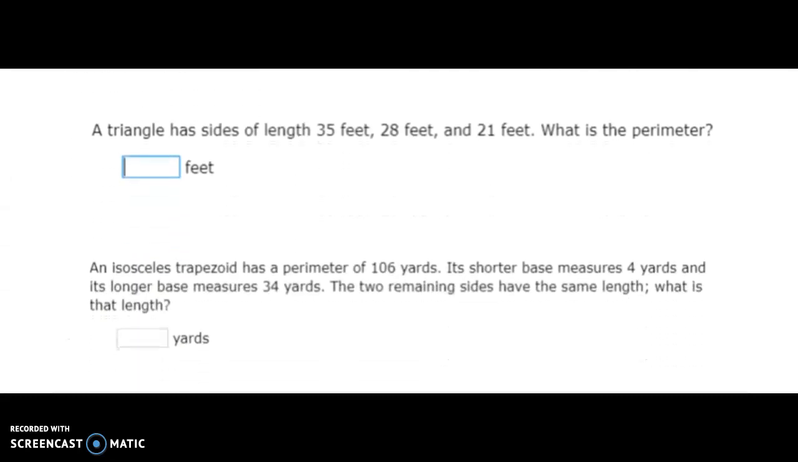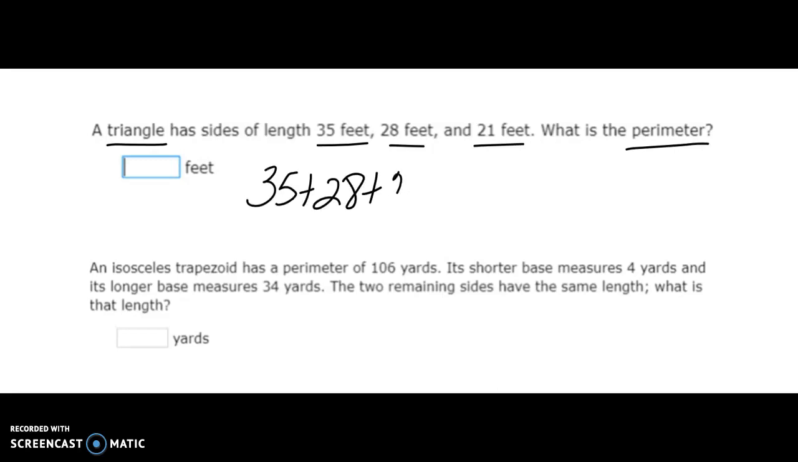A triangle has side lengths of 35, 28, and 21 feet. What is the perimeter? So it doesn't give us the shape, it doesn't give us the picture, but it does tell us it's a triangle, so we know we have to have 3 sides. It gives us 3 sides, and it wants to know the perimeter, so we're going to add those up. Make sure I get that right. 13, 14, carry the 1, 5, 6, 7, 8. 84 feet.